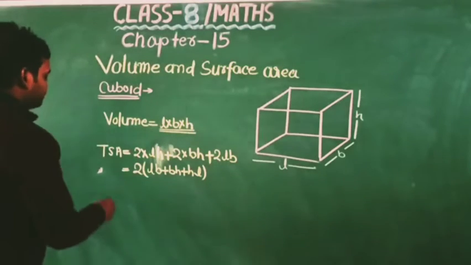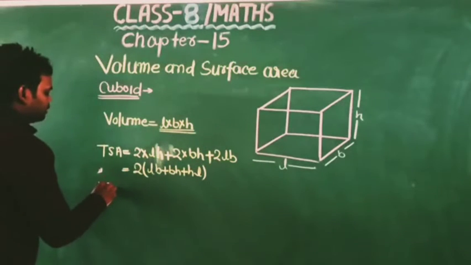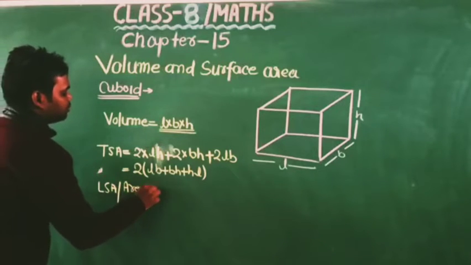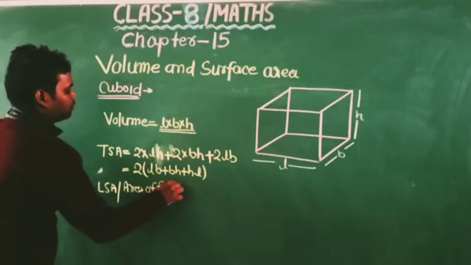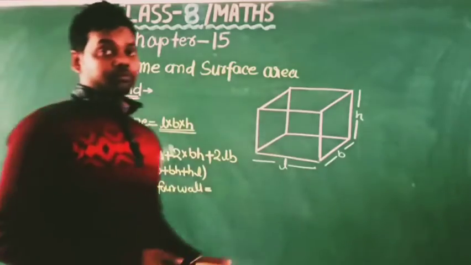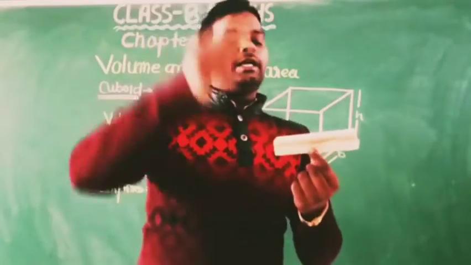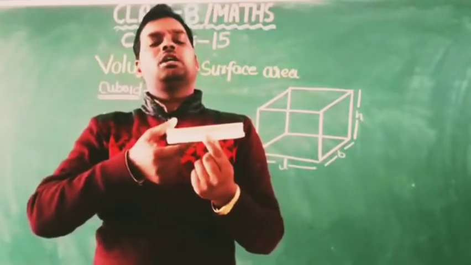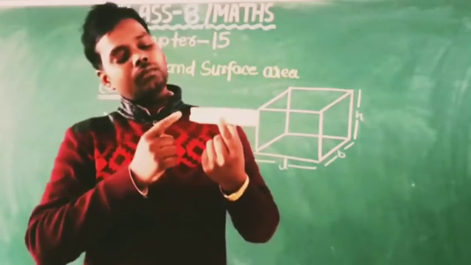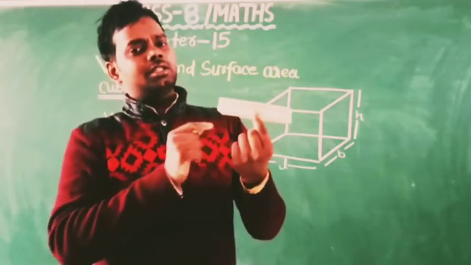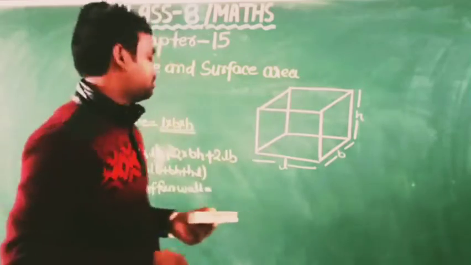And next is LSA. LSA means lateral surface area or area of four wall. This is also called area of four wall. Okay, children. The area of four wall means leaving top and bottom area of the cuboid. Top and bottom. Okay, so the remaining area, this side, is called area of four wall or lateral surface area.